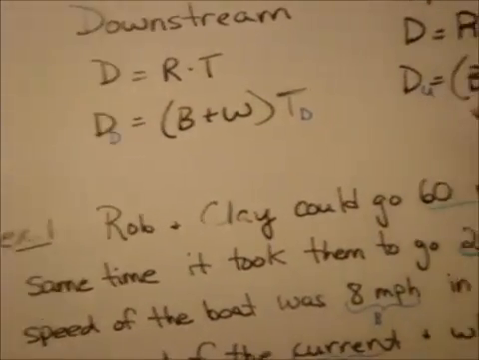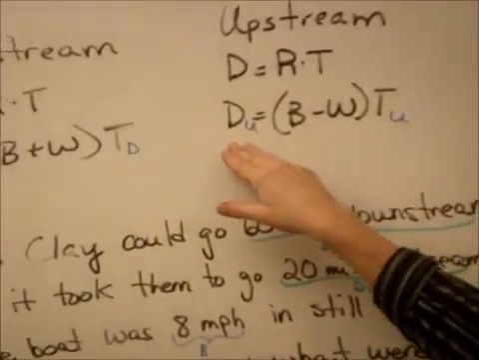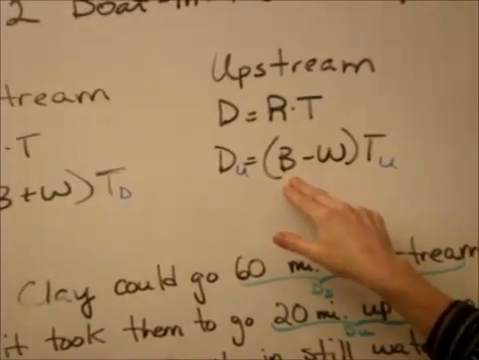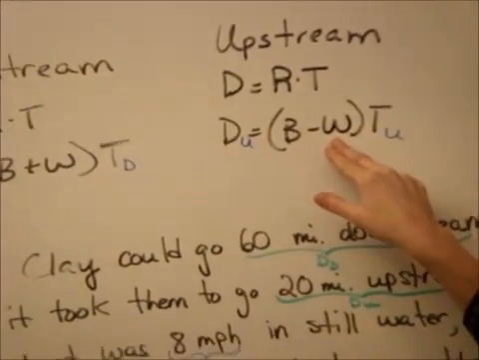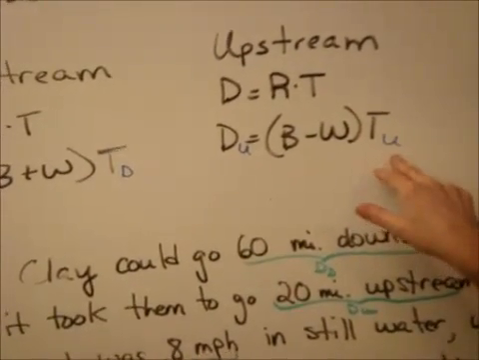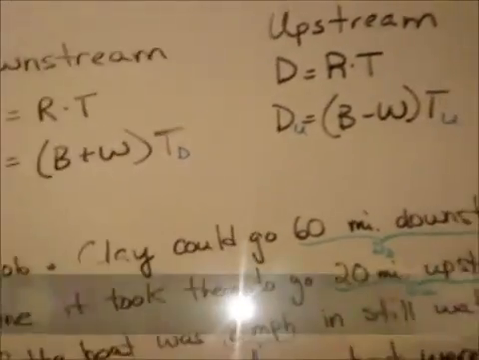On the other hand, if a boat's going upstream, we're going to have the distance upstream is the rate, which is now the boat speed minus the water speed. And that's going to be the rate. So we have two numbers for the rate now. And then it's going to be times the time upstream. So let's look at an example of one of these problems.